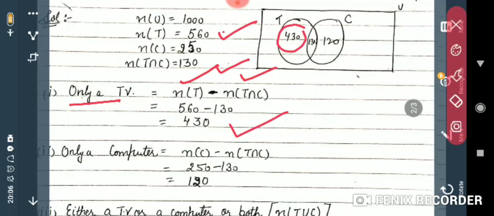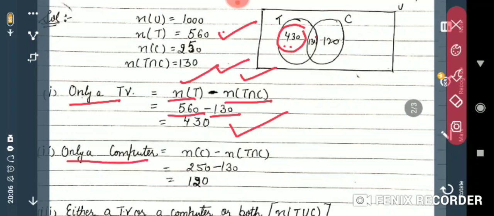Just see, 430 denotes that they like only TV. 130 denotes that 130 people like TV also and computer also. That means they are having both TV as well as computer. But 430 denotes that they are having only a TV. So for only a TV, what you will do? n(T) minus n(T intersection C). So n(T) is given 560 minus 130 and you will get 430.